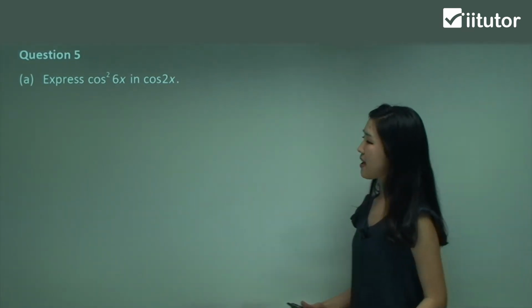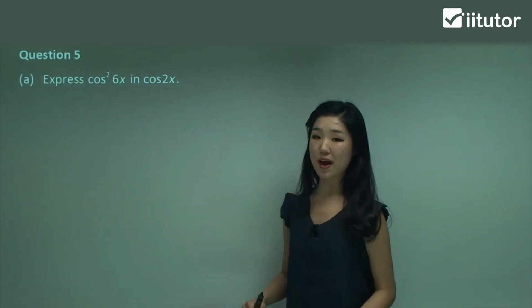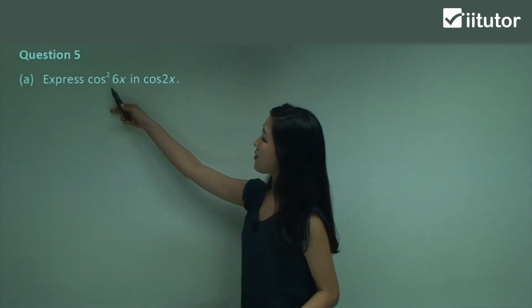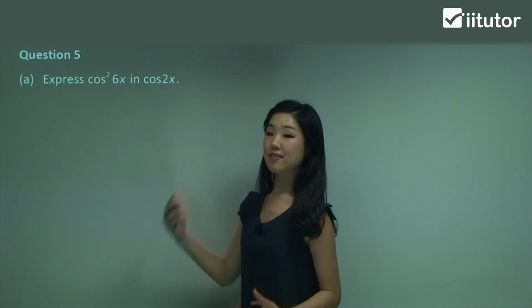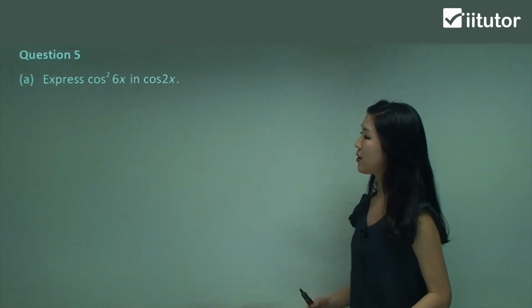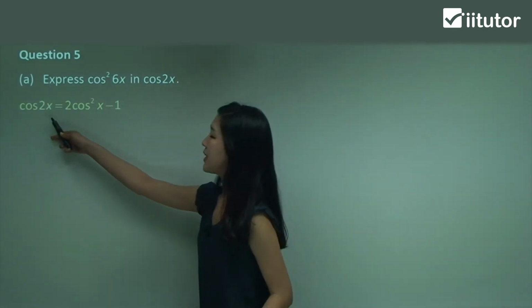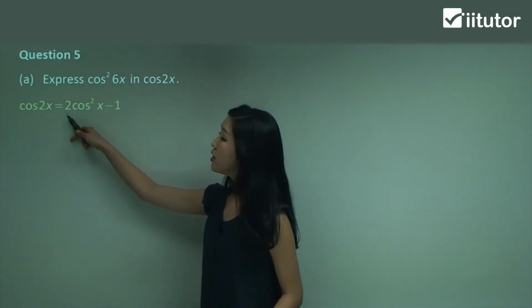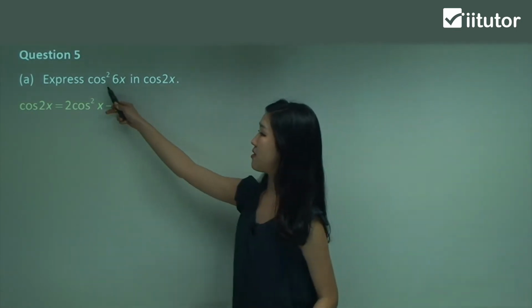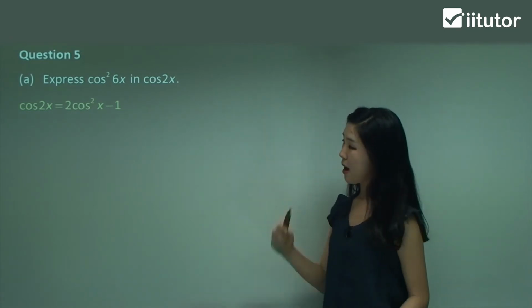So question 5 says, in part A, express cos 6x squared in cos 2x. Okay, so again, it's a similar kind of question. We want to express this expression cos 6x squared in terms of cos 2x. Alright, so what I'll do is start off by using my double angle identity. This time I'm going to use the identity that cos 2x equals 2 cos x squared minus 1. I'm going to use this particular one because this has cos squared. So make sure again you use the right property.